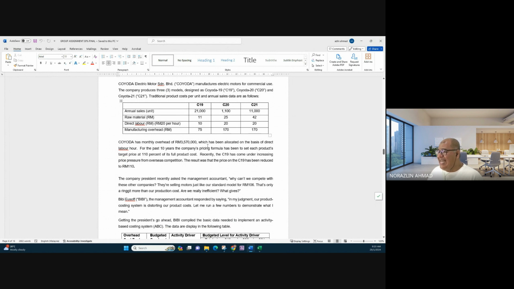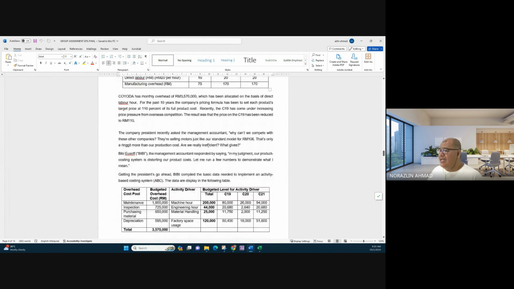Recently, the C19 has come under increasing price pressure from overseas competitors. The result was that the price of C19 has been reduced to RM 110. The company president recently asked the management accountant, why can't we compete with these other companies? They are selling motors just like our standard model for 106 only. We sell at 110. They sell at 106 only. The price is lower than our price.